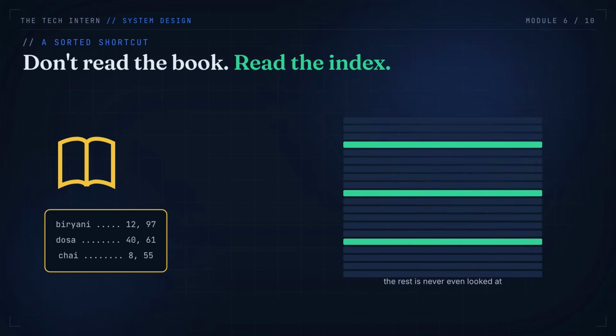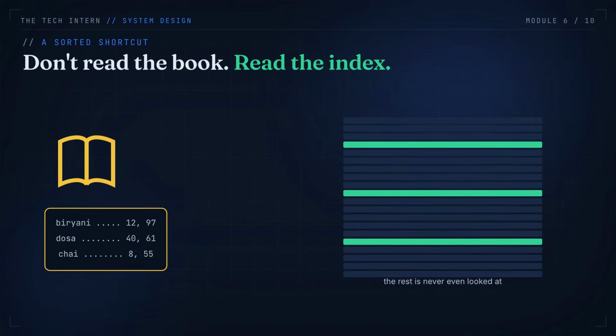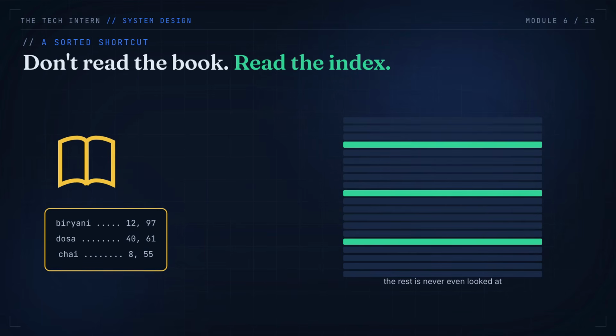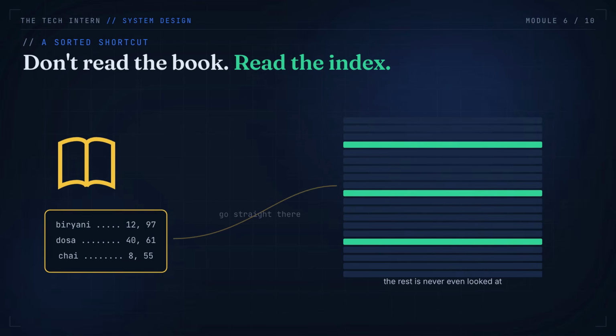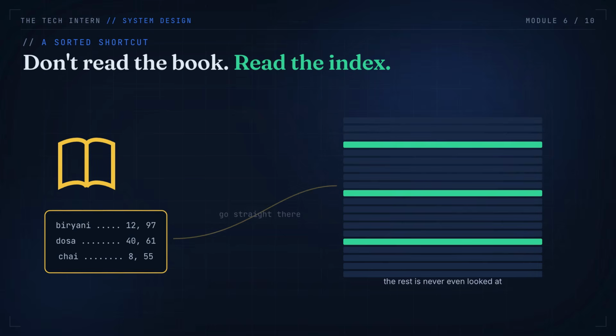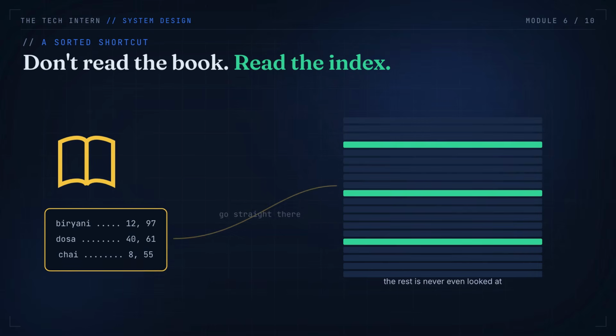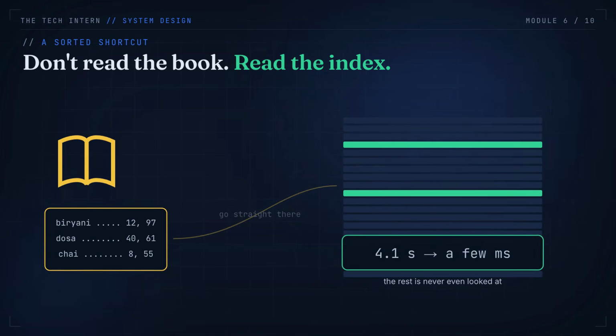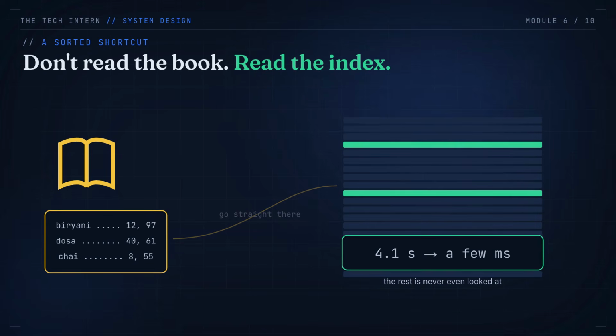So we build an index on the orders table on the which-user-placed-this column. Now when Priya asks for her orders, the database doesn't touch the table at all at first. It goes to the index, finds Priya, and the index says rows 822, 15,000, and a handful of others. Then it jumps straight to exactly those rows. 4 seconds becomes a few milliseconds.